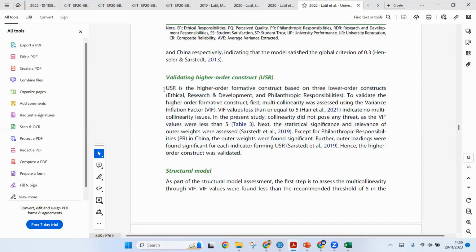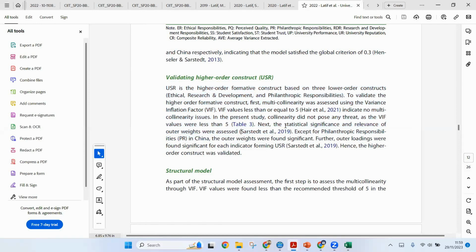So first you write that USR was a higher order construct with 3 lower order constructs, and these were the lower order constructs. To validate the higher order formative construct, multicollinearity was assessed using variance inflation factor. VIF values were this, indicating no collinearity issues. In the present study, collinearity does not pose any threat as the VIF values were less than 5. Next, statistical significance and relevance of outer weights was assessed.